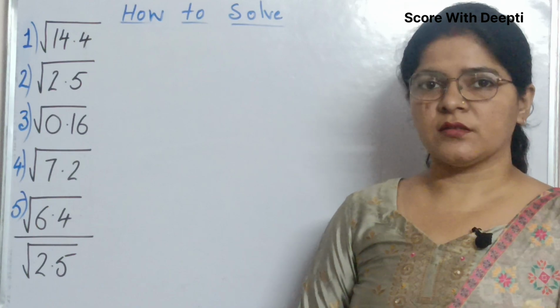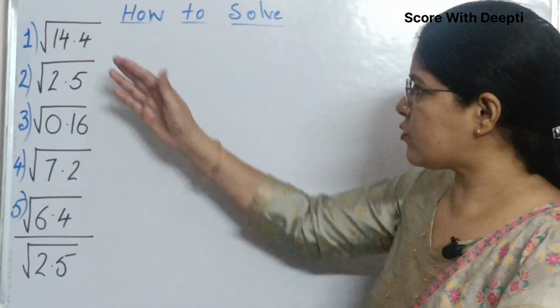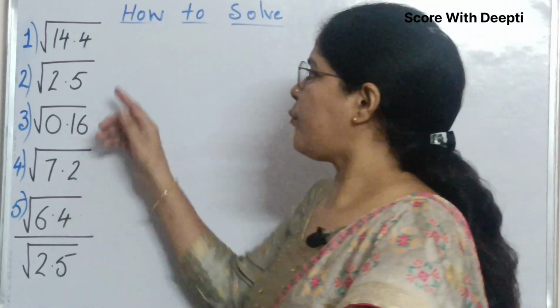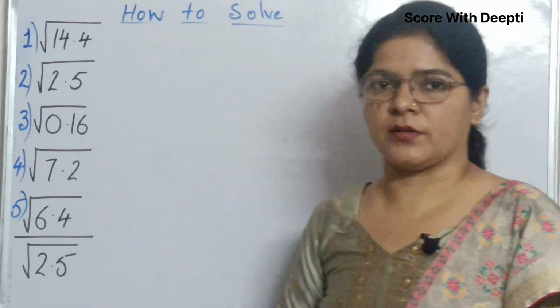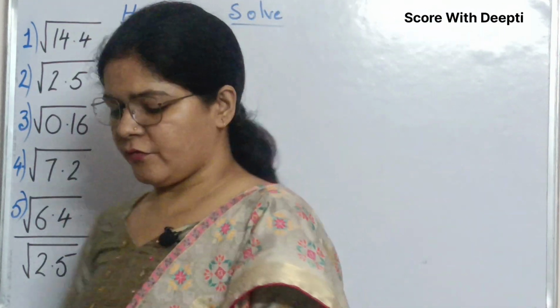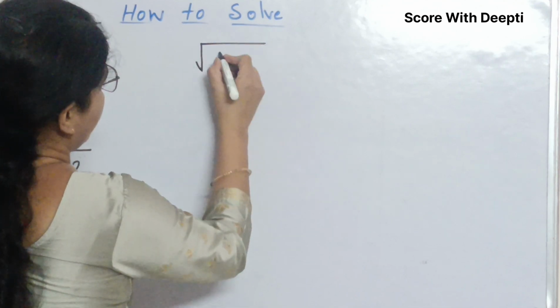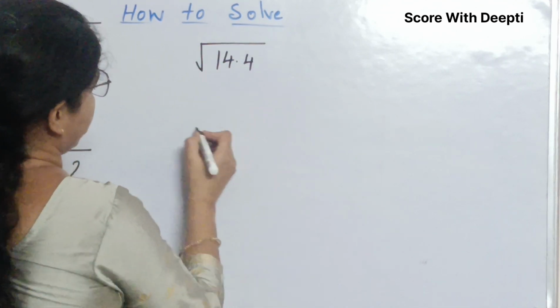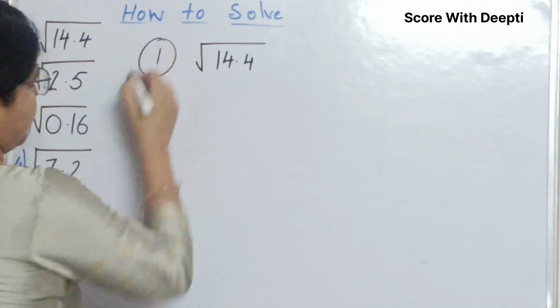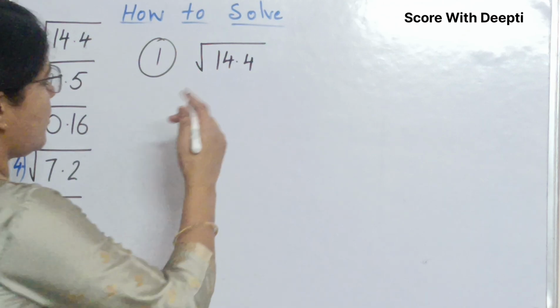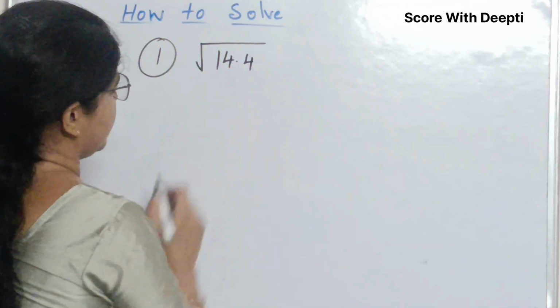So let's start our session with the first question, that is square root 14.4. How do we solve this question? In this question, first we remove the decimal.